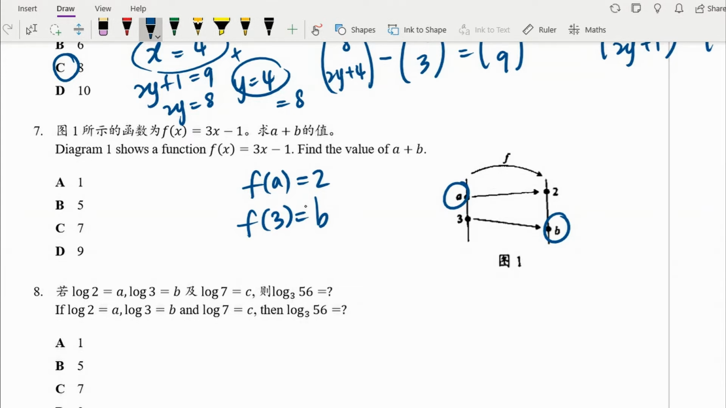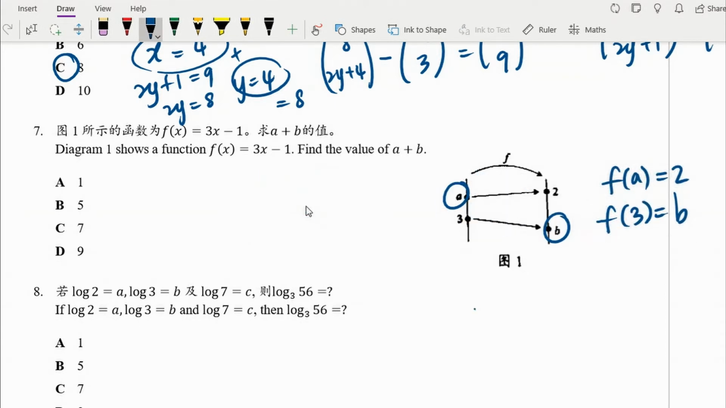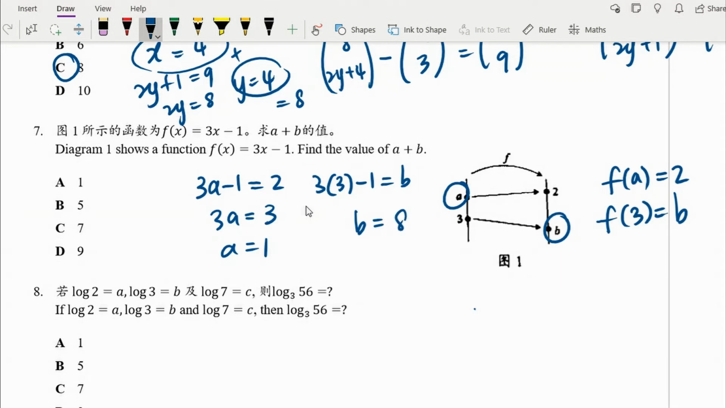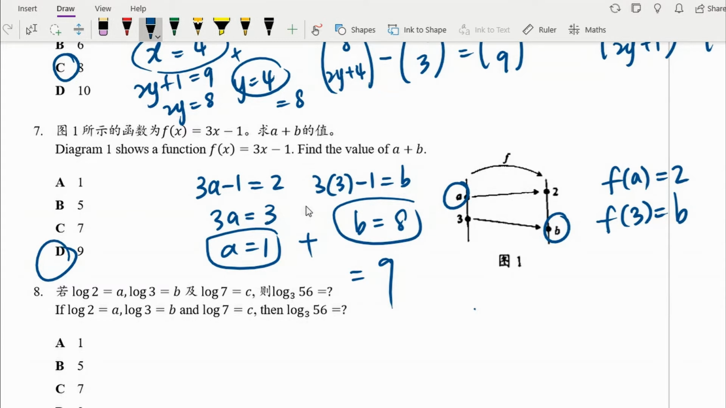This one I put it here. So f(a) means 3a minus 1 equals 2. 3a equals 3, a equals 1. Then 3 times 3 minus 1 equals b. So b should be 8. 9 minus 1 is 8. We want to find a plus b. Just add them together, you get 9. The answer is D.